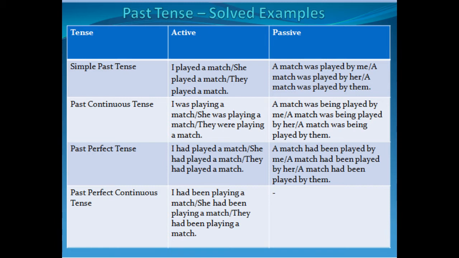Second, past continuous tense. I was playing a match. Passive voice. A match was being played by me. Past perfect tense. I had played a match. Passive voice. A match had been played by me.